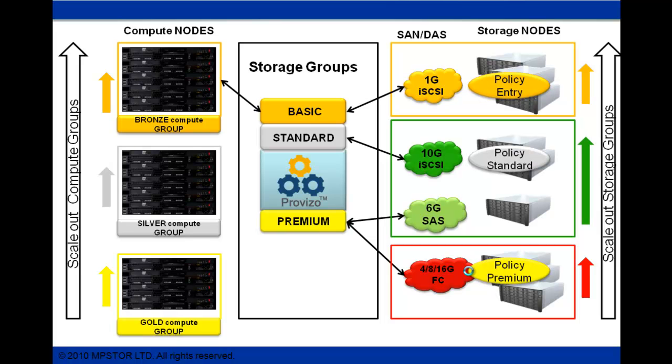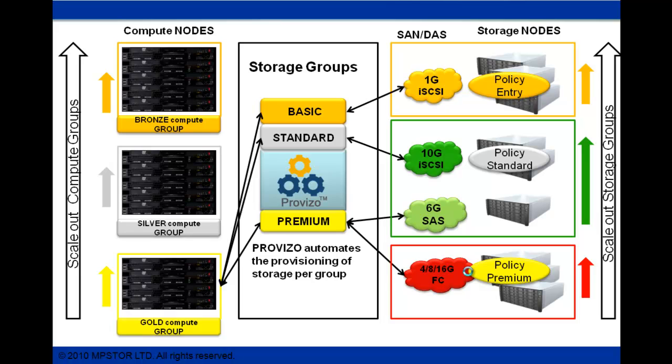Bronze compute group will use basic storage. Silver can use both basic and standard, and finally gold can use all 3, basic, standard, and premium. And we're doing this because Proviso will then automate the provisioning of storage from whatever group through the end user dashboard, and each storage group will have a configurable SLA.